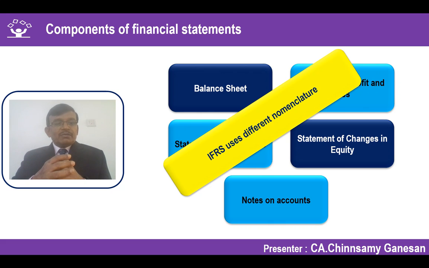A statement of cash flows remains the same, statement of changes in equity remains the same, notes and accounts remain the same. So by using a different nomenclature like balance sheet or statement of profit and loss account, are we deviating completely from IFRS?